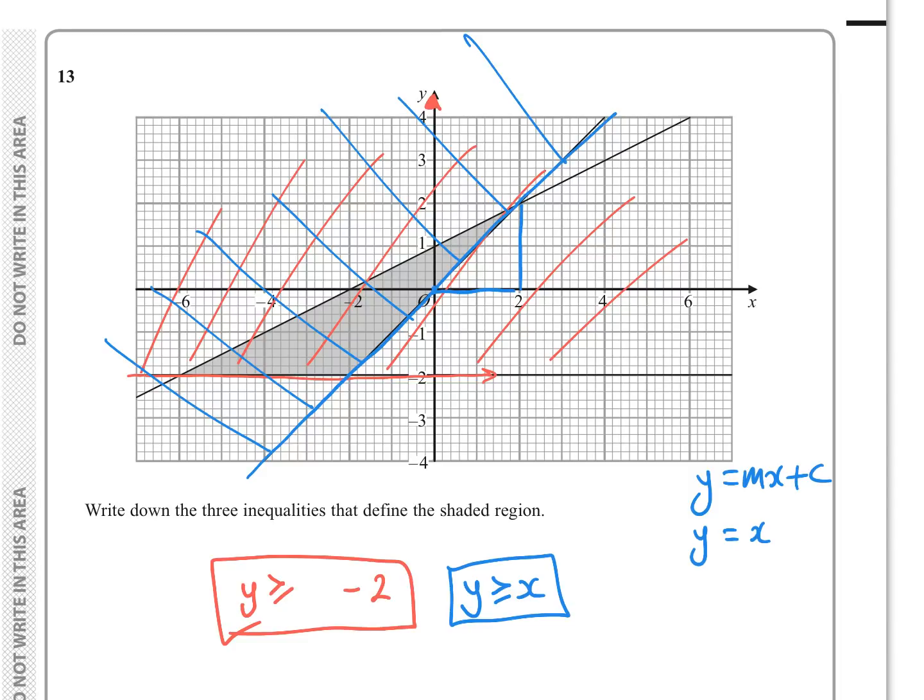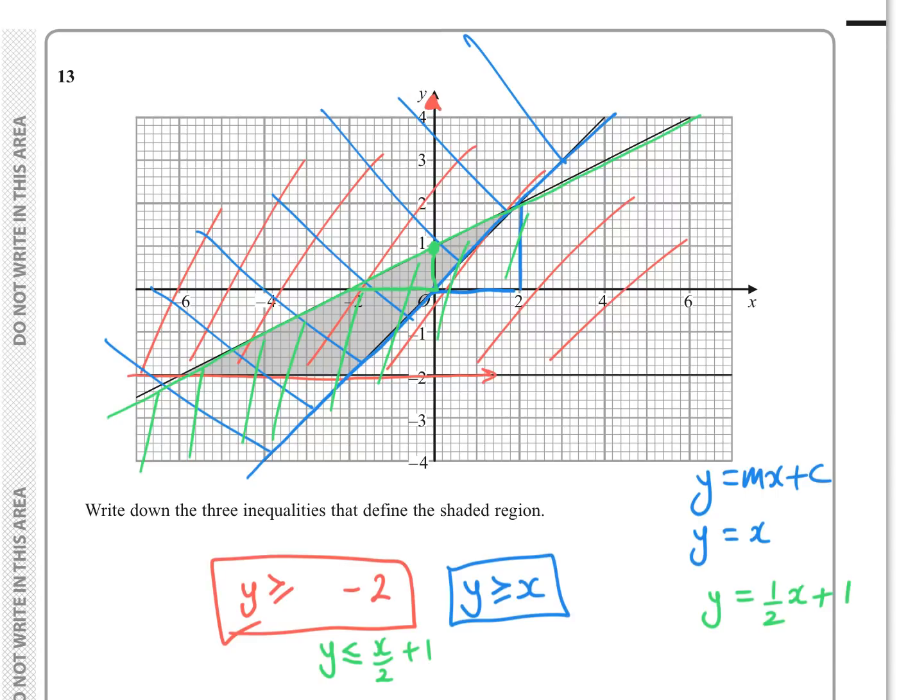And then the last condition seems to be to do with this line here. Now, we seem to be able to go along 2 and up half as much. So the gradient will be a half. So y will be a half x plus, and it cuts at 1 there. And it seems to be everything equal to or lower than that. So we're going to have our final one as y is less than or equal to x over 2 plus 1.